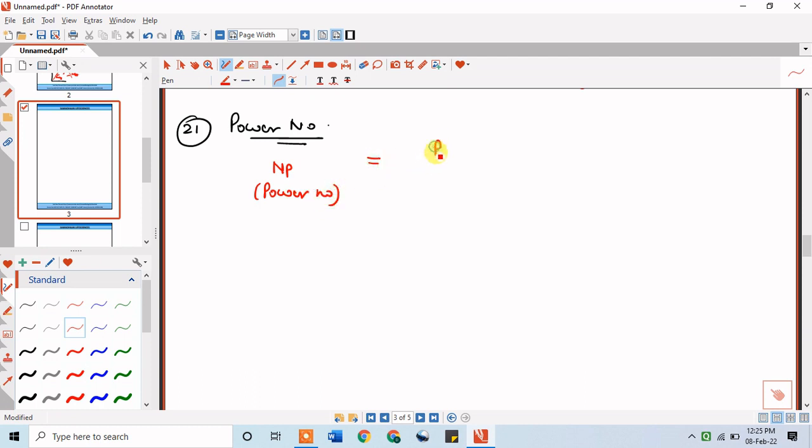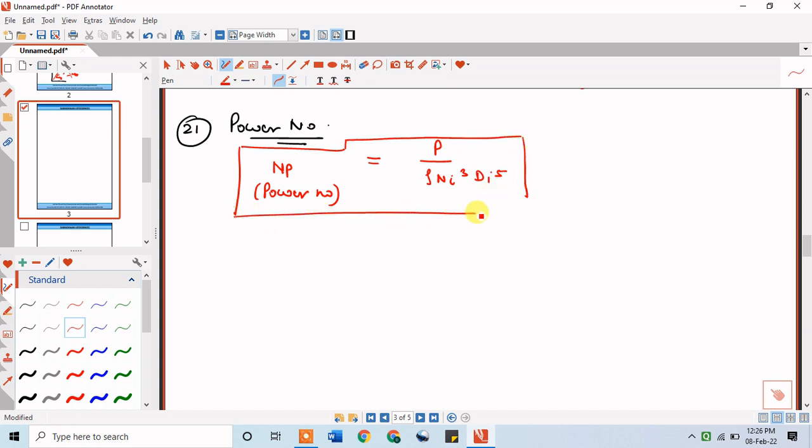It is equal to P upon rho Ni cube di to the power 5. ठीक है. P upon rho Ni cube di to the power 5, this is the power number. ये आपका पावर नंबर हो गया. NP आपका पावर नंबर है. P is actually the power that is being utilized.